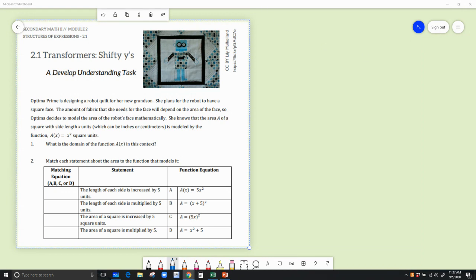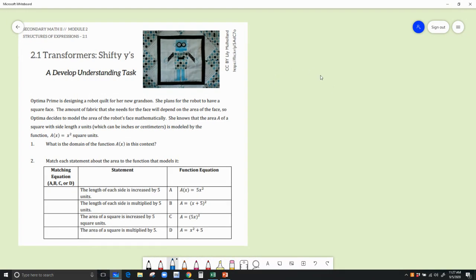You'll notice this task is called 2.1 Transformers Shifty Wise. They always have some kind of catchy name, right? This is again a develop understanding task. Keep in mind that a develop understanding task means it's going to be difficult. There's going to be a bunch of new things, but this is actually a really cool task, in my opinion. I think this task is one of the neatest ones because we're going to talk about Desmos. So let's move right along.